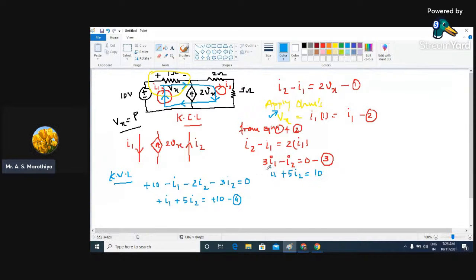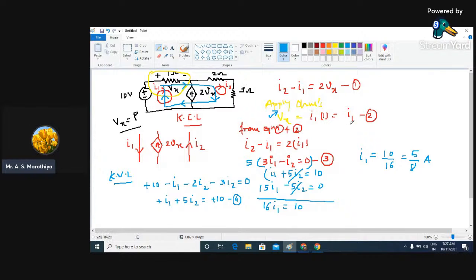10. If you multiply equation number 3 by 5, I can write here 15I1 minus 5I2, this is going to be 0. We need to add them, and this will get cancelled out. Here we can write 16I1 is going to be equal to 10. Or simply I can write I1 is equal to 10 by 16, or we can write this as 5 by 8 ampere.